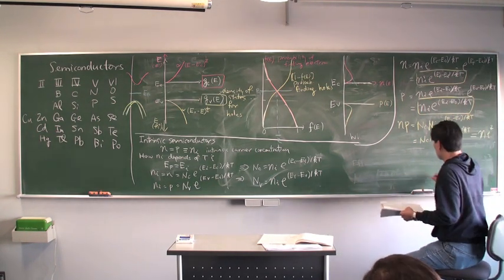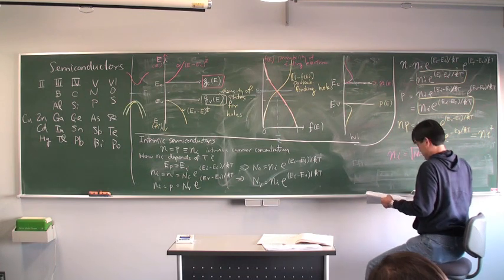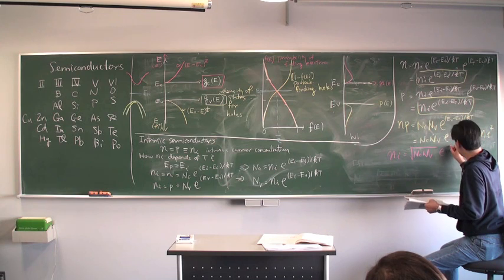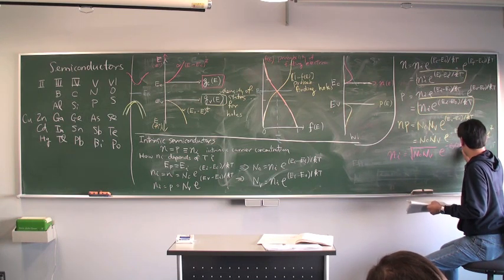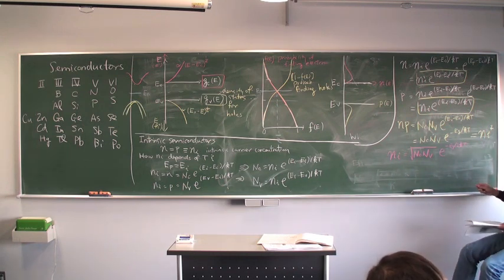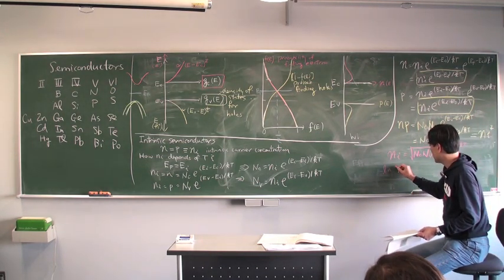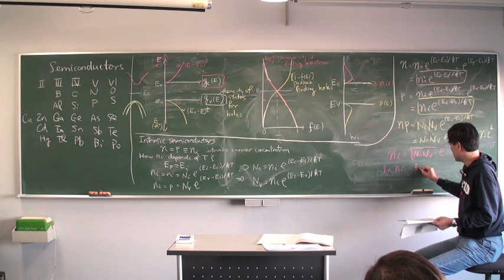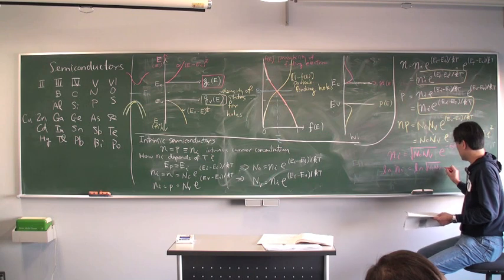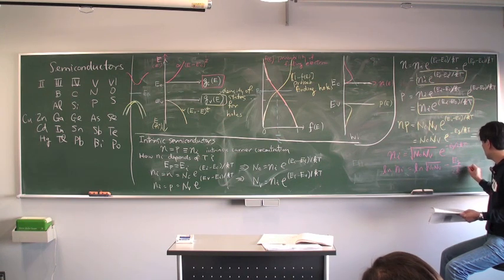So at the end, we get the main result: ni equals the square root of Nc Nv, exponential minus Eg over 2kT. So if I just take the natural log of both sides, log ni equals log of square root of Nc Nv, minus Eg over 2k times 1 over T.